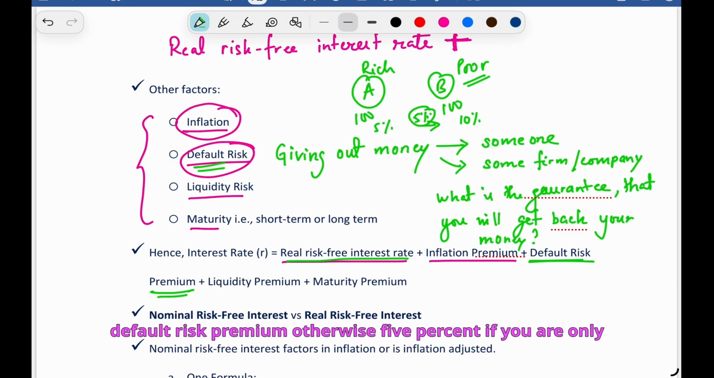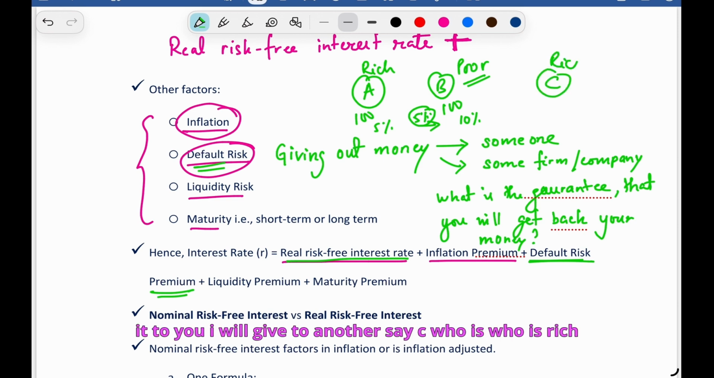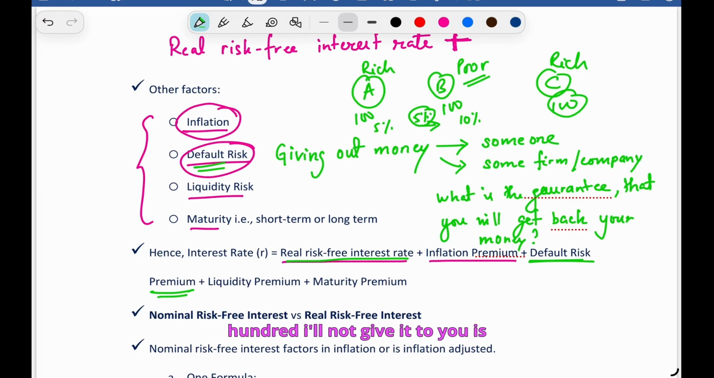default risk premium. Otherwise, if you are only giving 5%, why should I give it to you? I will default another, say C, who is rich, 100, I will not give it to you. It's the basic idea about default risk.